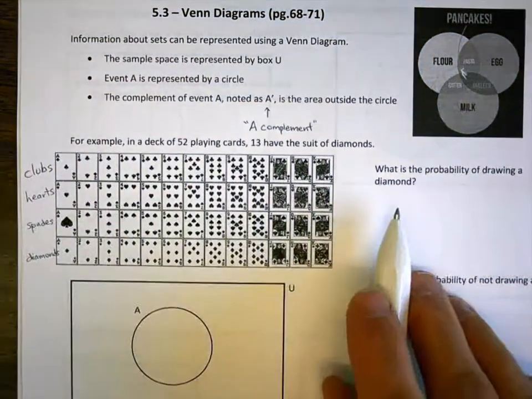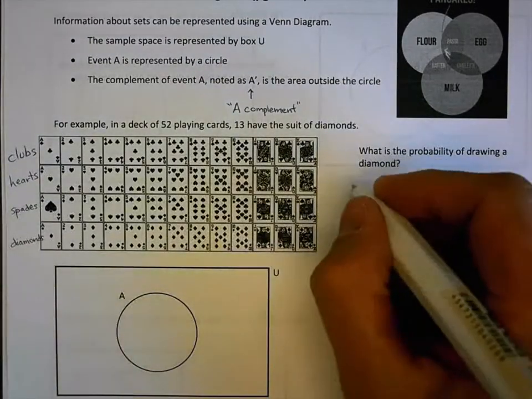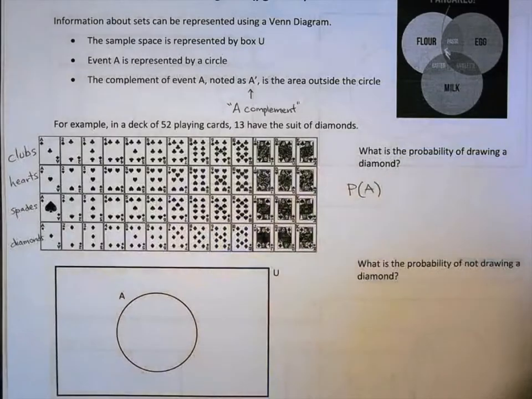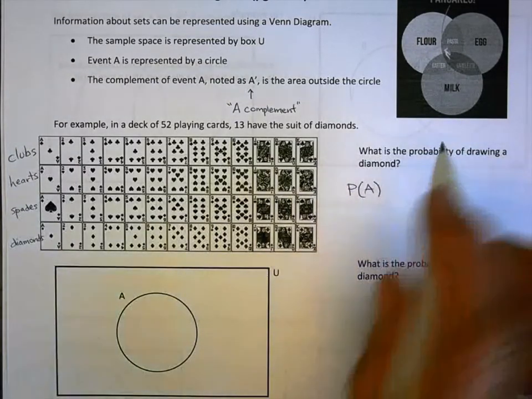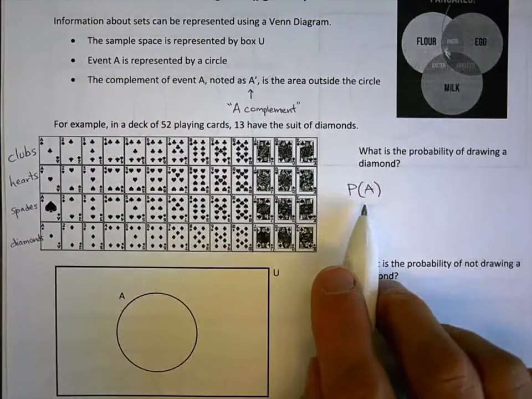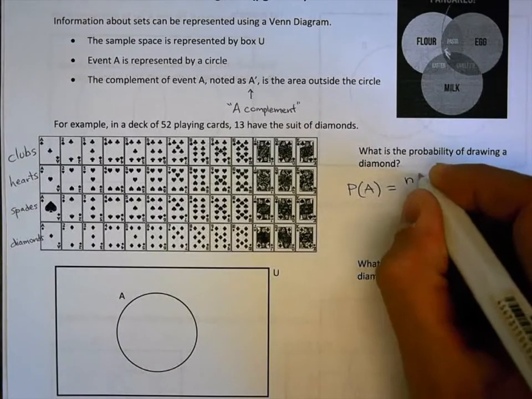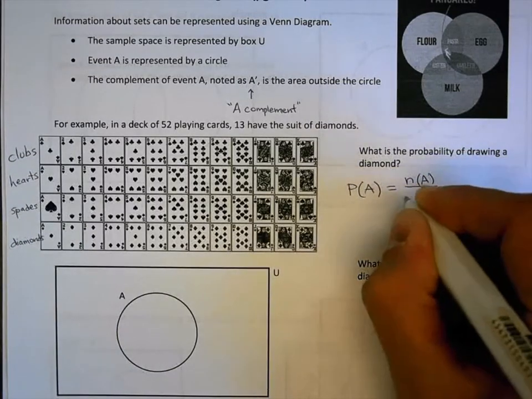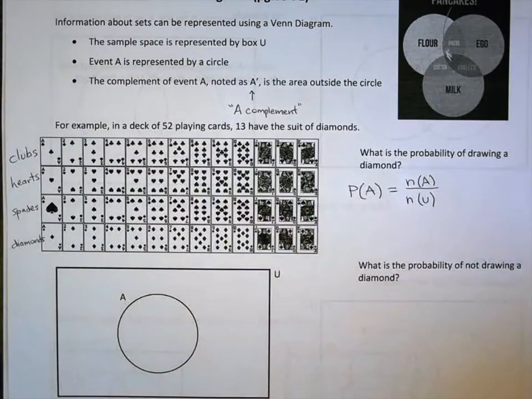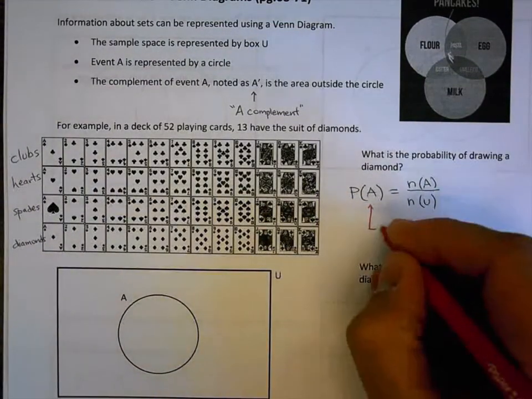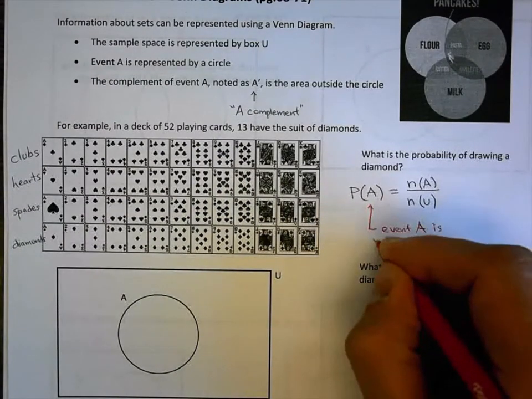So here's my first question. What is the probability of drawing a diamond? So the probability of A, we always call the event, it's the thing in brackets, and A is a good name for this event, drawing a diamond. We saw in the previous lessons that this is the number of diamonds over the total number of elements in my sample space. Event A is the drawing of a diamond.